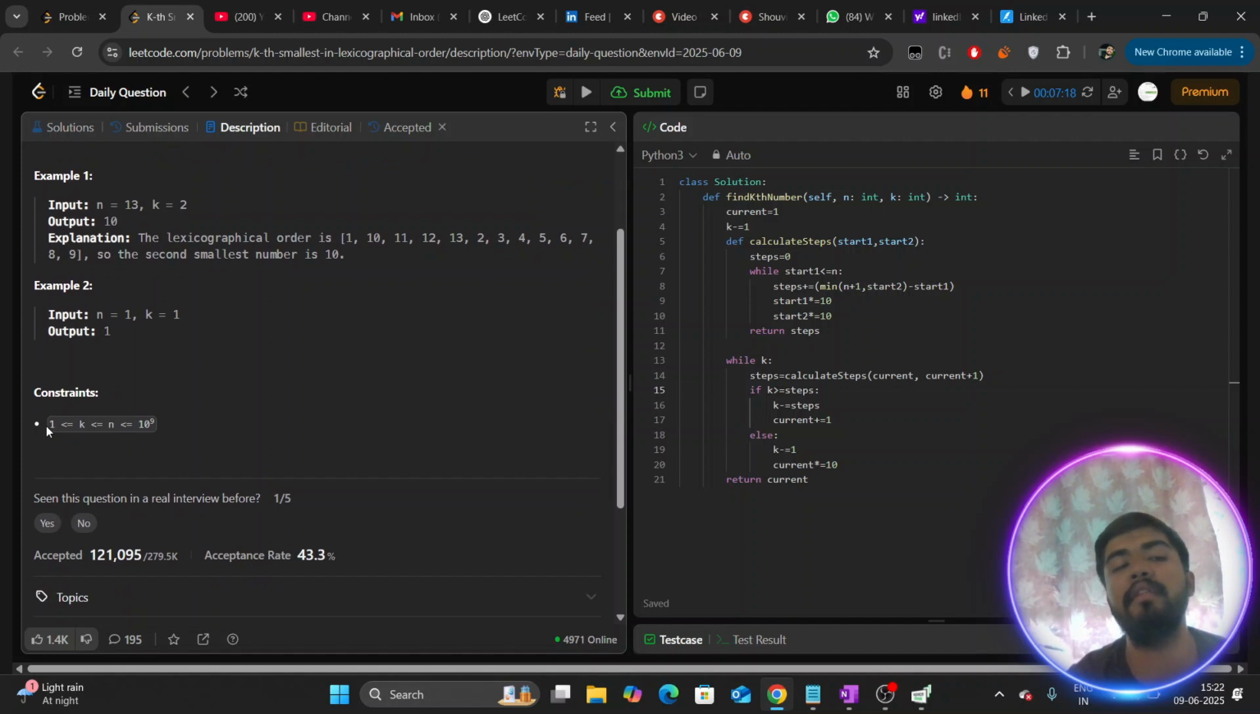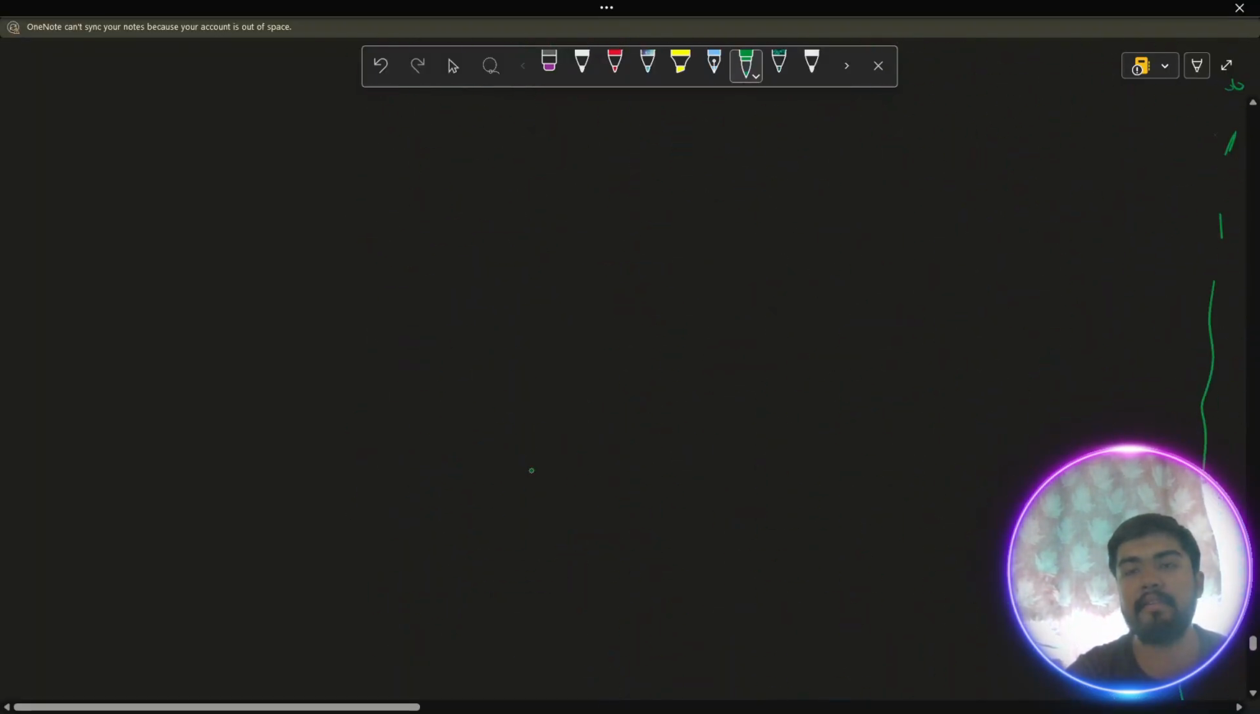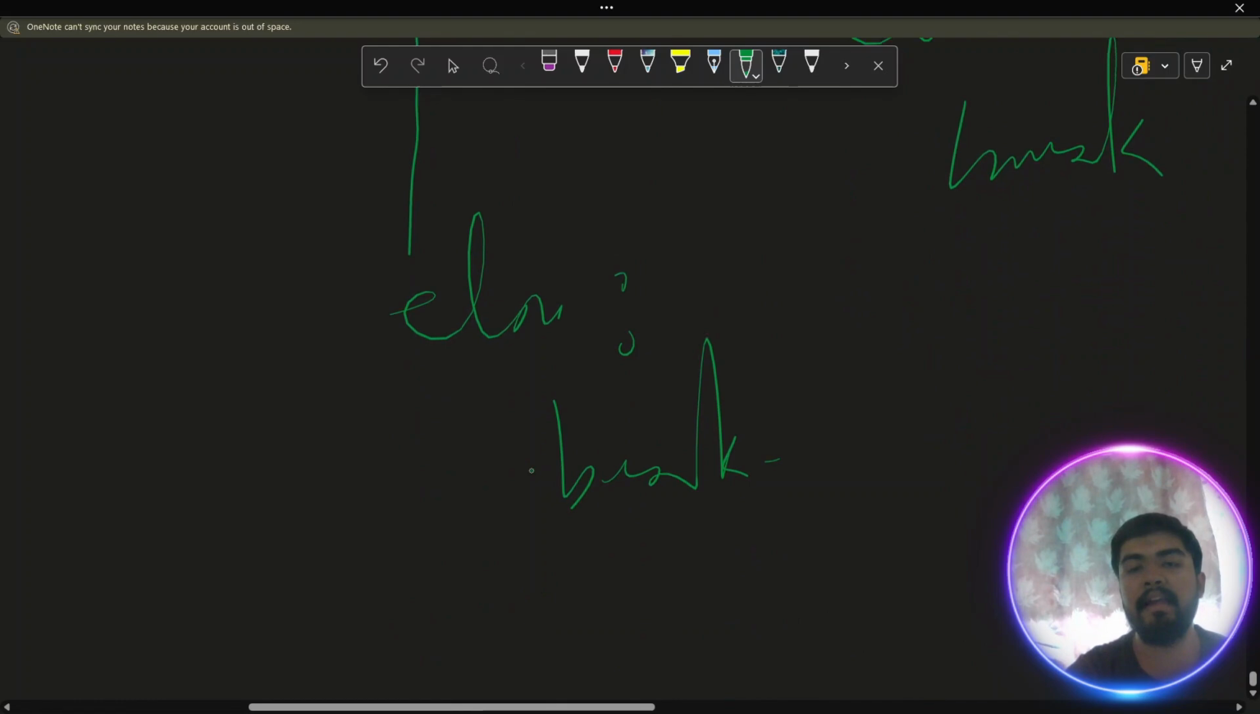Here you can see the problem is hard only because of the constraints. Otherwise it would be a medium or an easy-medium kind of problem. Only the constraints make it a different difficulty level. Your n can be as big as 10 raised to the power 9, and k is bound to be within the range of 1 to n only. So now, without wasting any time, let's quickly go to our OneNote.